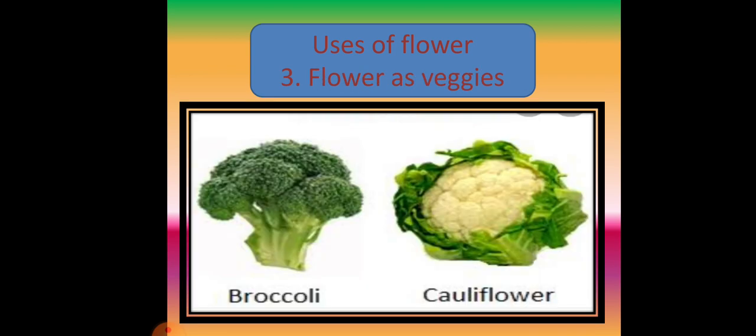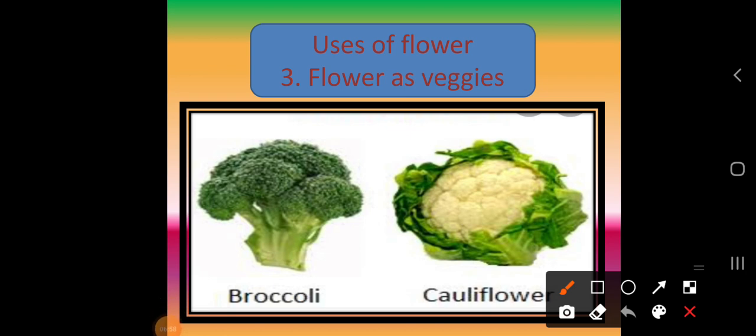Puja purpose we are using the flowers, as well as we are eating these flowers also. Yes, we are eating. So flowers as veggies. Usually we are eating flowers as veggies, for example cauliflower and broccoli. These two examples are where we are using the flowers as veggies. It's very tasty also, but we are using some other ingredients to make a better flavor of these veggies. Okay, so these are the examples of uses of flower.